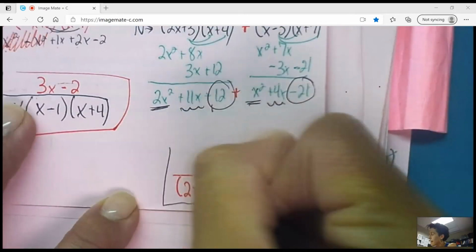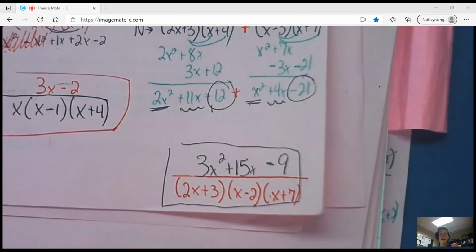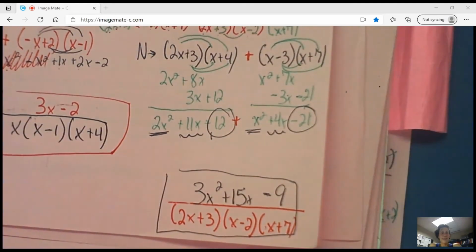And then we're done. That was a lot of work for that problem. And that is adding and subtracting rational expressions. And that's it for those notes.